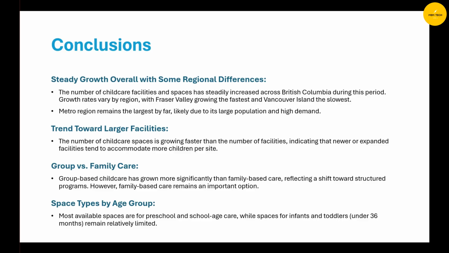Now, there is a trend toward the facilities growing larger, as we can see that the number of childcare spaces is growing faster than the number of childcare facilities. Group-based childcare is growing more significantly than family-based care. However, family-based care is still an important option.